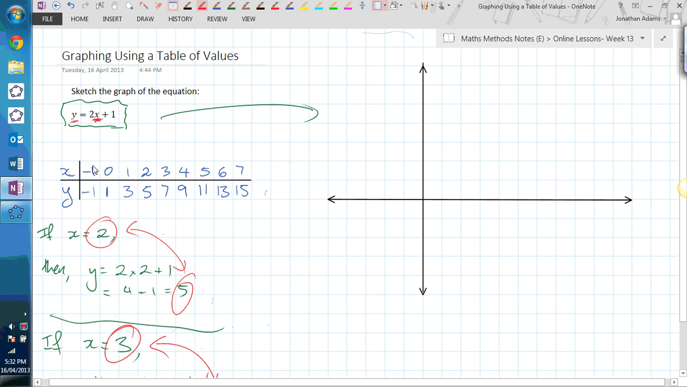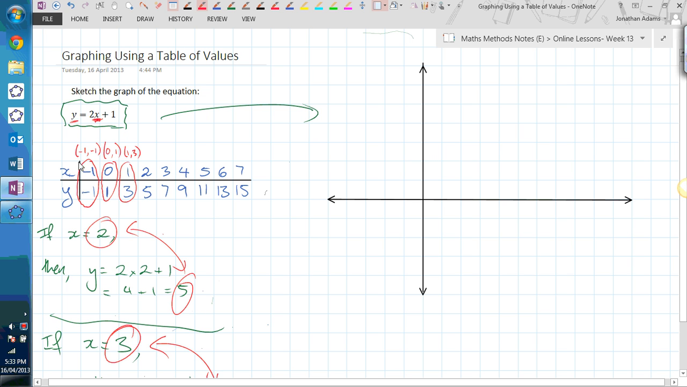And the way I'm going to do this, I'm going to pair these numbers up. So I'm going to look at this one here. When x is minus 1, then y is minus 1. So I'm going to represent that with the point minus 1, minus 1. So the x coordinate here represents an x coordinate there. The y represents a y coordinate. This pair of numbers here, 0 and 1, that's going to represent the point 0, 1. This is going to represent the point 1, 3, and so on.